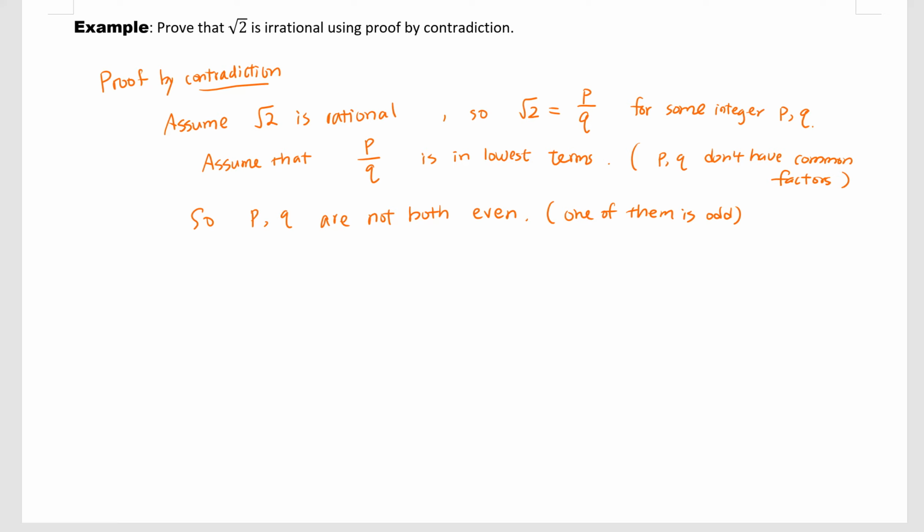Okay, so now let's continue. We have square root of 2 equals P over Q. Let's square both sides.